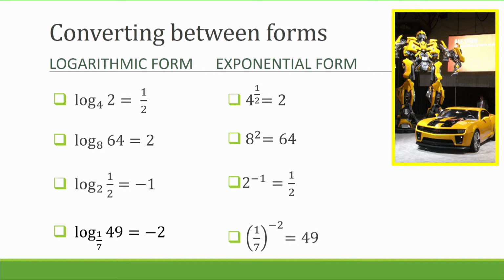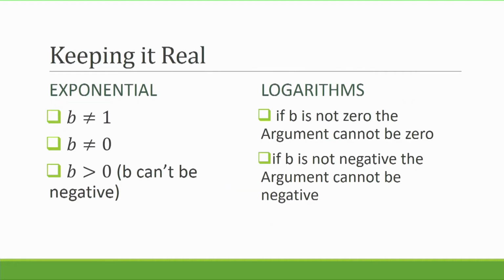All right, so a little math joke. We're keeping it real because we don't want imaginary answers. So from our rules for the exponential, we knew that b couldn't be 1 or 0, and that b has to be bigger than 0, so it can't be negative. Okay? So these same rules still apply in our logarithms because they're related.